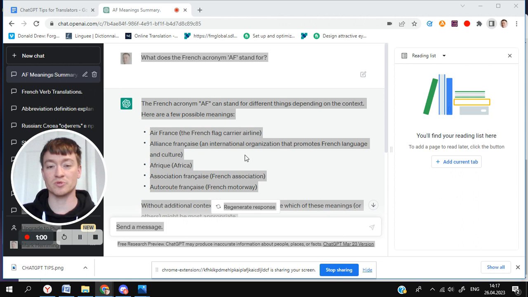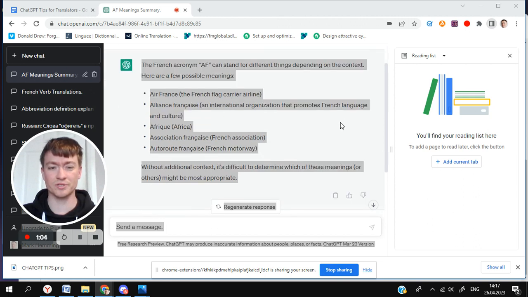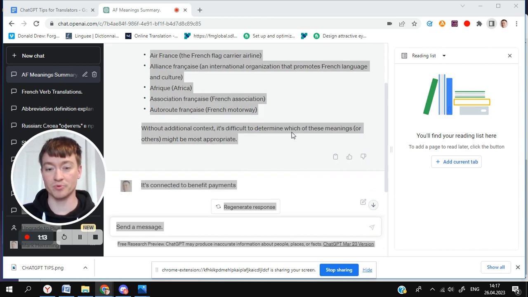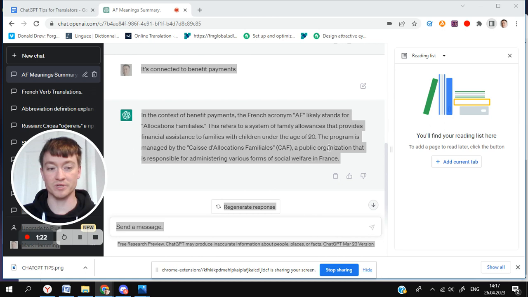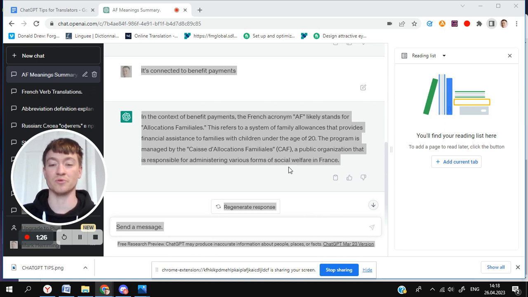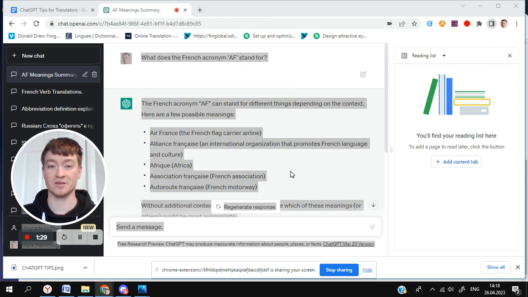So let's see what ChatGPT came up with. It's come up with a few options: Air France, Association Française. Now, it turned out that none of these fit the context in the document I have. So I gave ChatGPT another prompt and I said, this acronym is connected to benefit payments. ChatGPT had another thought and came up with the possibility of allocation familiale, which actually is the one I was looking for. So good job, ChatGPT. Well done, you've passed the test when it comes to acronyms.